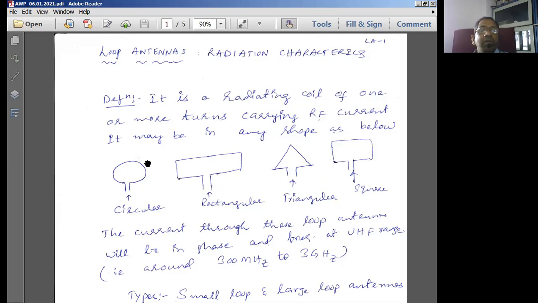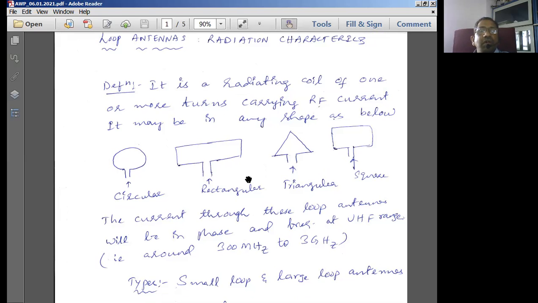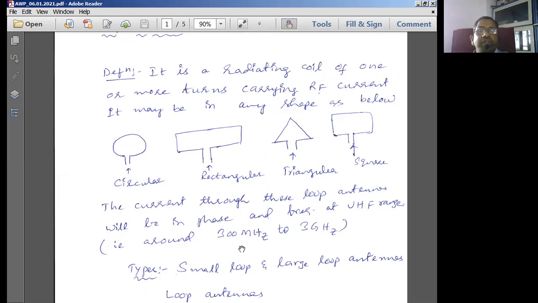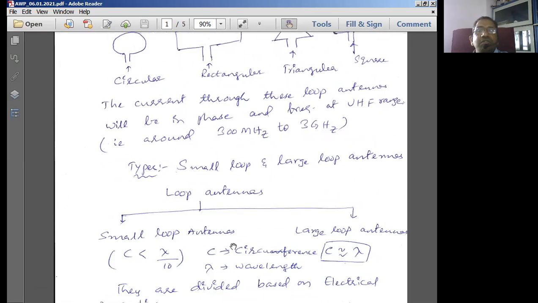Here we may have one turn or more than one turn. A simple wire is taken and wound to form a loop antenna. It is a very simple antenna, normally used in the frequency range of 300 megahertz to 3 gigahertz, which is known as the UHF range. The current through this loop antenna will always be in phase. These are the basic features of the loop antenna: the current is in phase and the frequency range is 300 megahertz to 3 gigahertz.